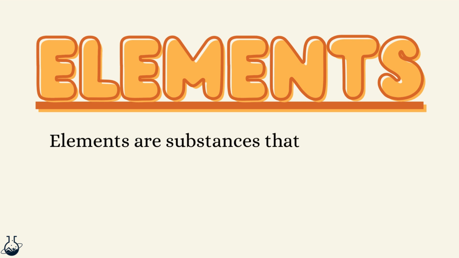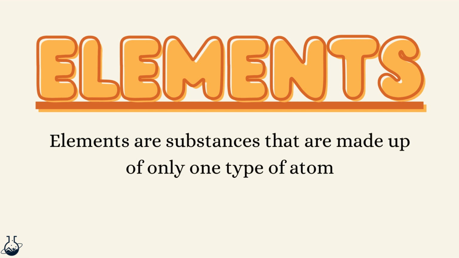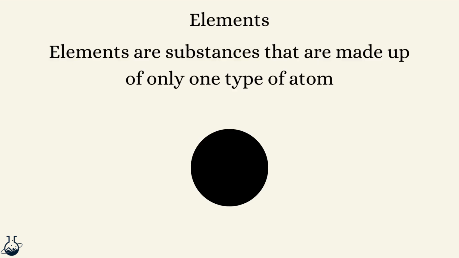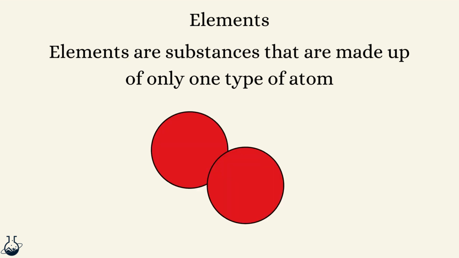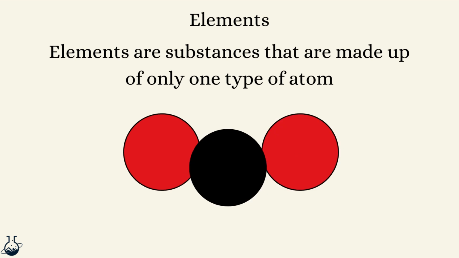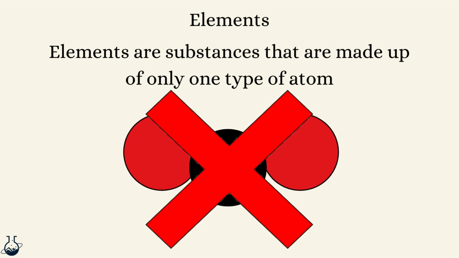Elements are substances made up of only one type of atom, like this one here, or these two here. Yes, this is an element, but because there are two atoms, it is diatomic. That's the key here. There's only one type of atom. These are the same types of atom. An element? Not this one.